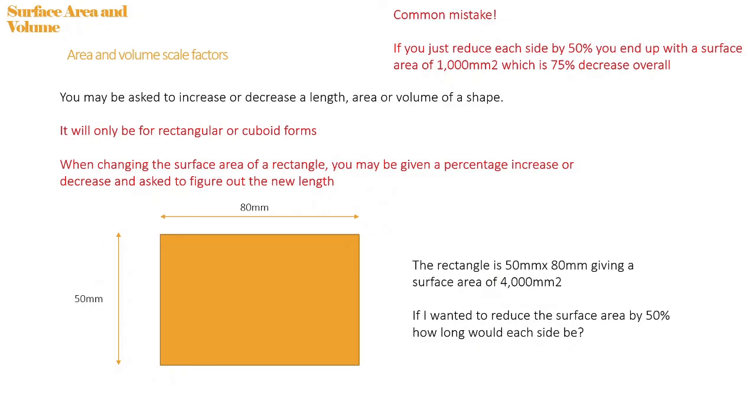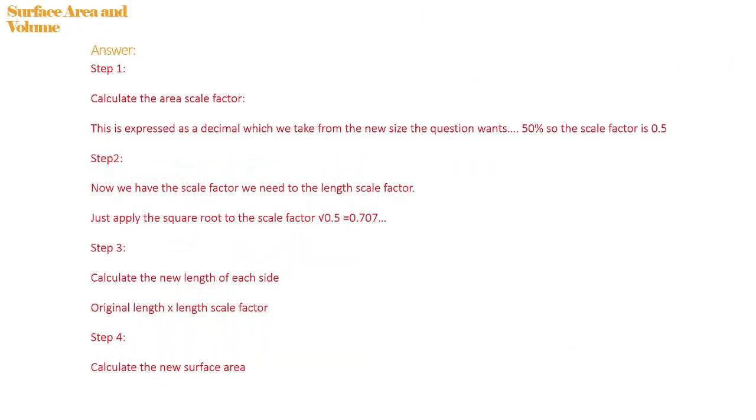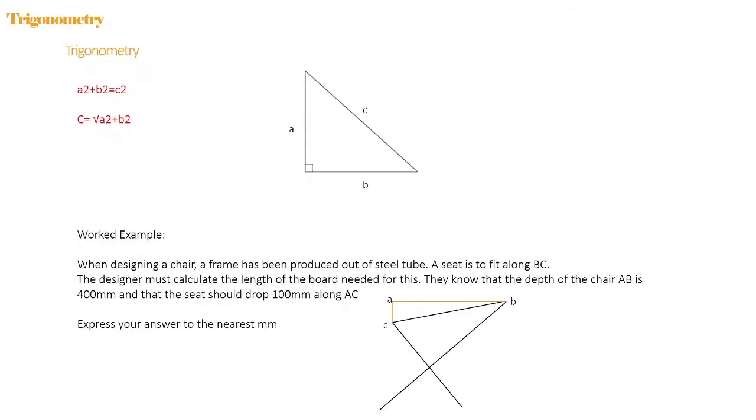So the length, we can take our length, say that's 800, and then we can just times that by our length scale factor, which is 0.707. So you keep that in your calculator and do it that way. Okay. So trigonometry, I'm going to go over a very basic bit of trigonometry here with a worked example.